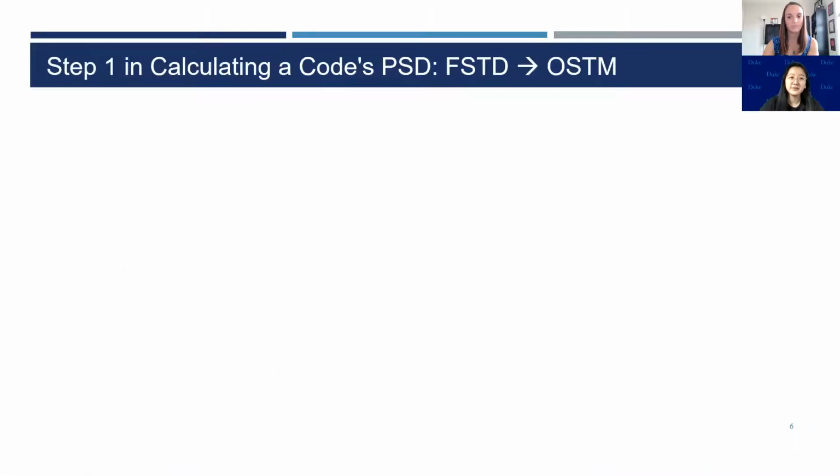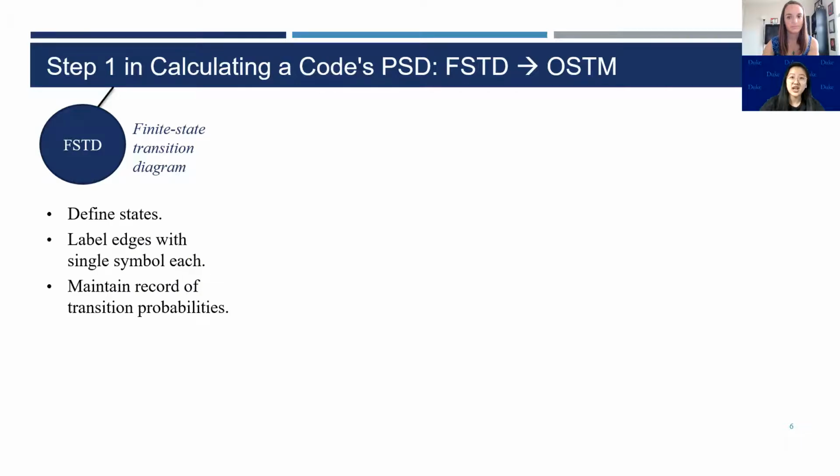The method we derive for calculating a code's PSD with respect to level-based signaling actually involves 2 steps. The first step is to derive the code's one-state transition matrix, aka OSTM, based on its FSTD. The FSTD will generate a valid sequence x_n that satisfies the constraints. Each edge in the FSTD is labeled by a single symbol, either 0 or 1, and that generates the next state. We have to make sure that all the incoming edges for a given state are generated by the same symbol. We also keep track of the probabilities of each transition.